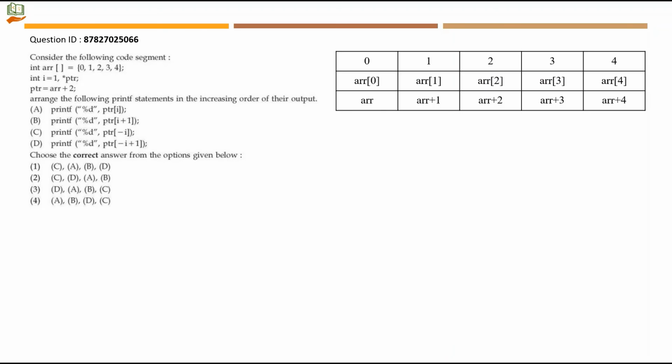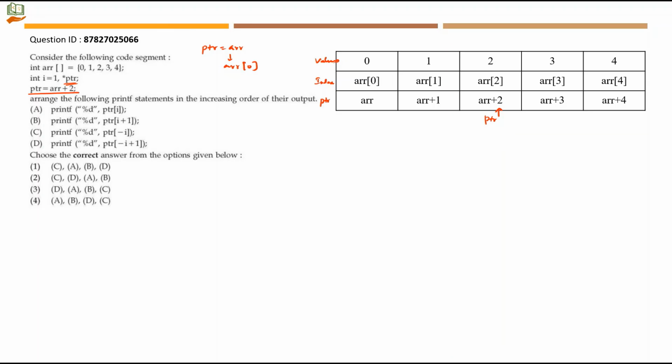Whenever we have array values and a pointer, if I say pointer is equal to ARR, the array, which indirectly means it is array of 0. And now the values of the array are 0, 1, 2, 3, 4, and this is the index position. These are the values. The pointer is given ARR plus 2, which means the pointer is here.